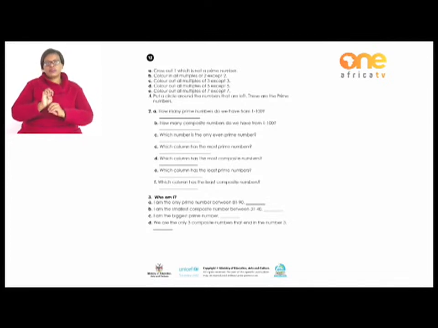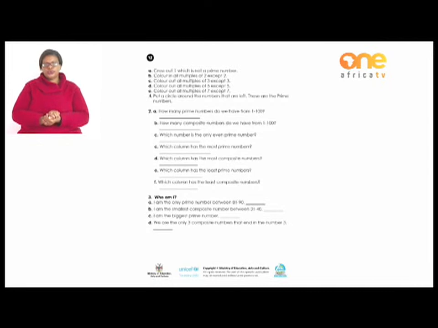Now, if those numbers that you are encircling right now are your prime numbers, then obviously it means the rest of the numbers will be composite numbers. Okay? So I want to encourage you to do this, take your time, and make sure that everything is correct. Because once you are done with that activity, it will help you to answer question 2 of this activity.